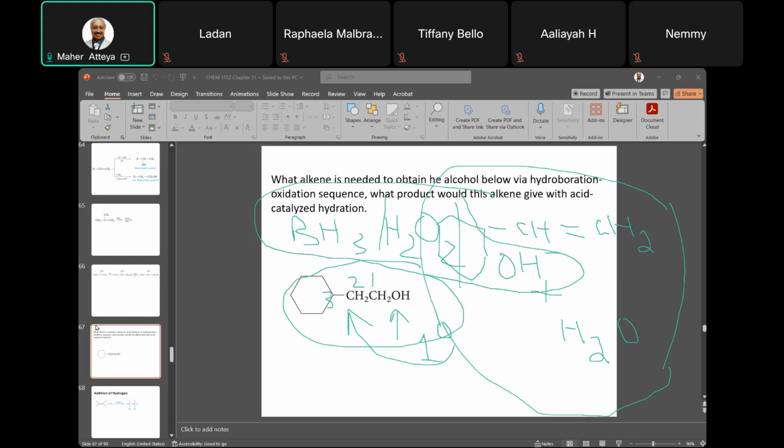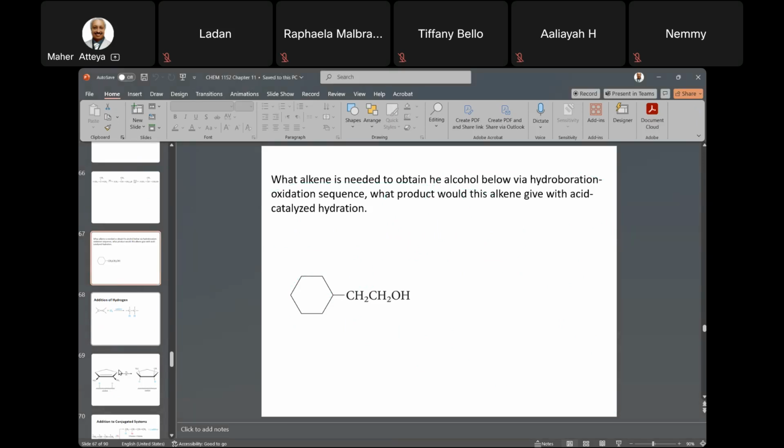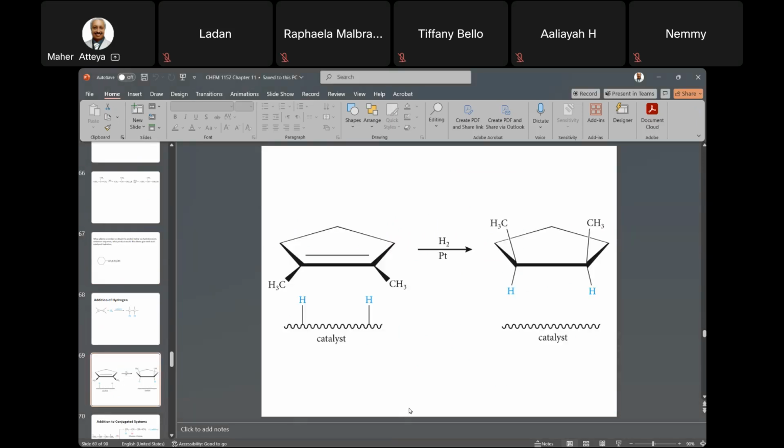So let's take, see here. Here is the same thing. Here we have this type of reaction. It's not written, but we know that we have a double bond, correct? Here we have a double bond. As you can see, we have a double bond here.